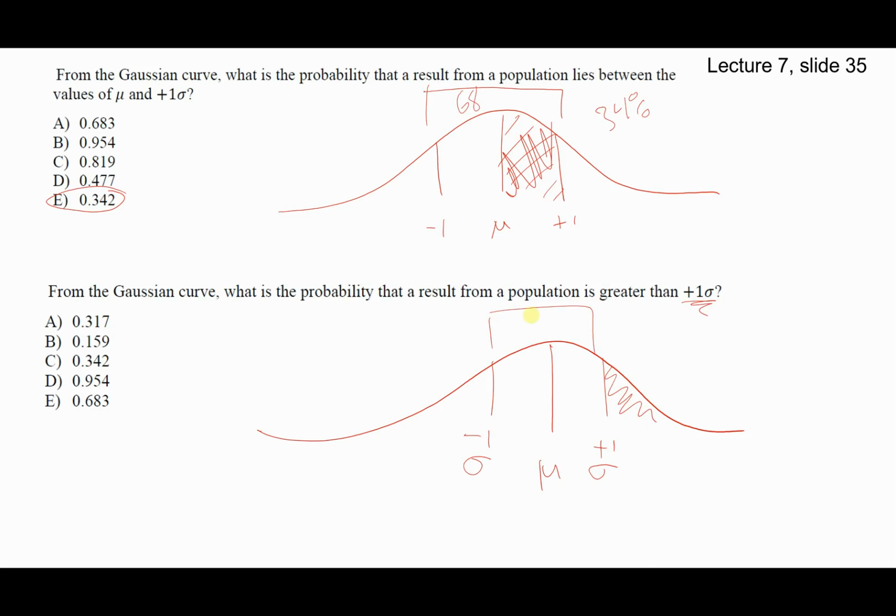Well, we already know that in between here is 68%. So what falls outside of that? That would be, of course, 100 minus 68, which would be 32%. So you have a 32% chance of falling outside that area. But we don't want the left area, we just want the right, so it'd be half of that. So falling in this area over here is just going to be 16%, or 0.159.